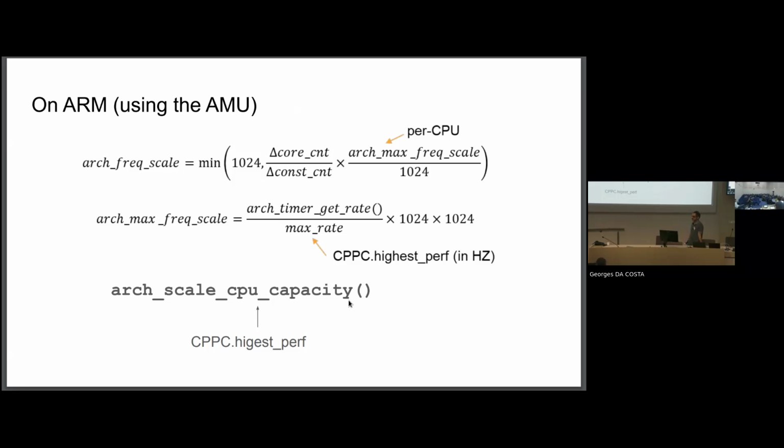Because Arch scale CPU capacity is used in different places for different things. The same value that you feed into it also needs to be used in Arch max freq scale computation, because otherwise you get inconsistency.